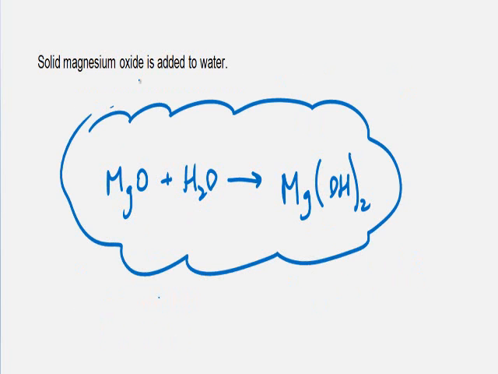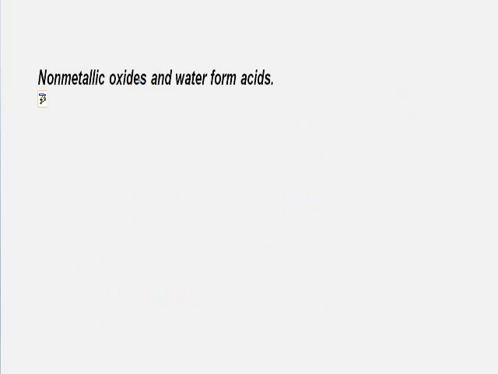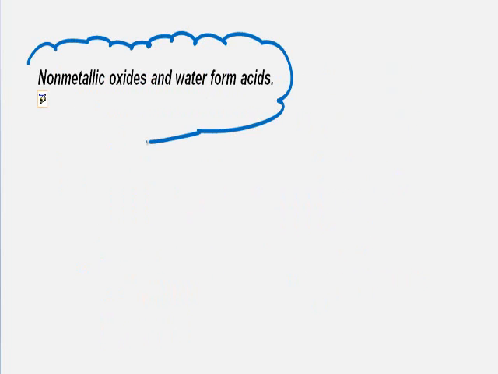Our next example of a combination reaction is a category where nonmetal oxides and water form acids. Now if we consider this, a metallic oxide and water formed a base. A nonmetal is chemically the opposite of what a metal is, and here we have a nonmetallic oxide and water will combine to form acids.